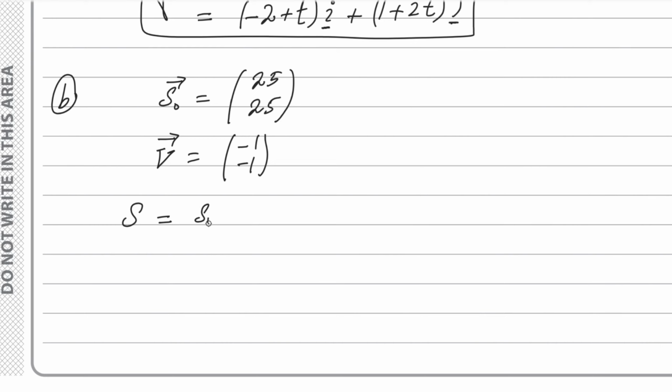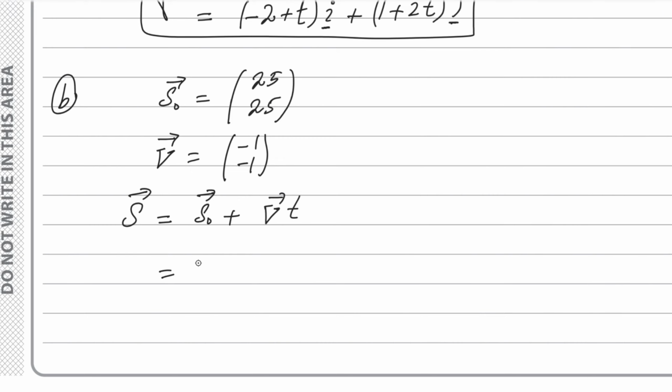Robot S will be S0 plus Vt. Same method like we did there. The standard formula R equals R0 plus Vt. Here the only difference is we are using S to represent the vector for robot S. So this is the position vector of robot S after time t.